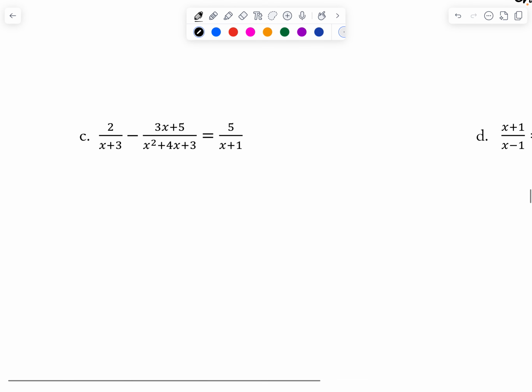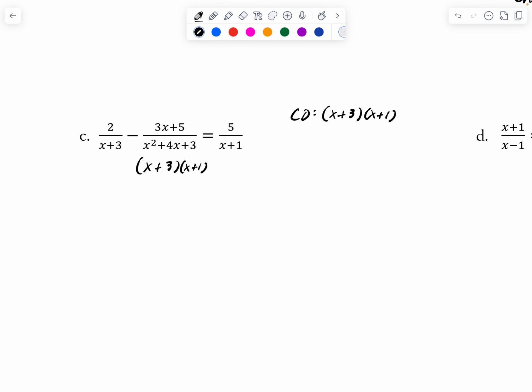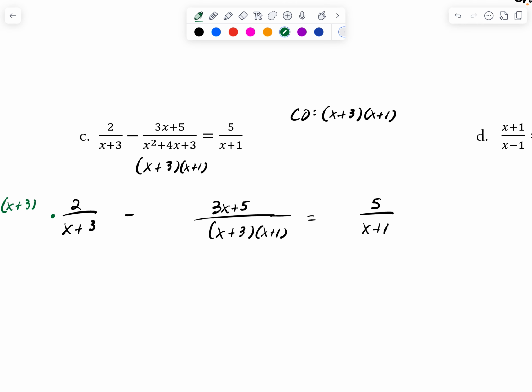All right, next one. Again, factoring. X plus 3, x plus 1. You'll notice that the other denominators are each of those factors, so the common denominator is the 2 of them multiplied together. So I'm going to copy down this problem, and I'm going to multiply all 3 of these fractions by that common denominator. So x plus 3 times x plus 1, x plus 3 times x plus 1, and x plus 3 and x plus 1.